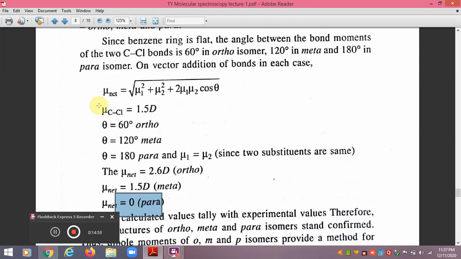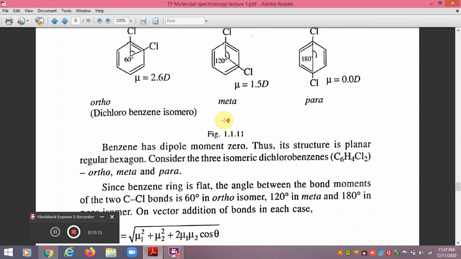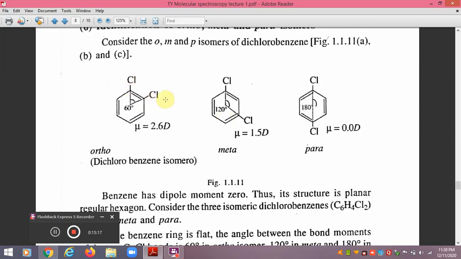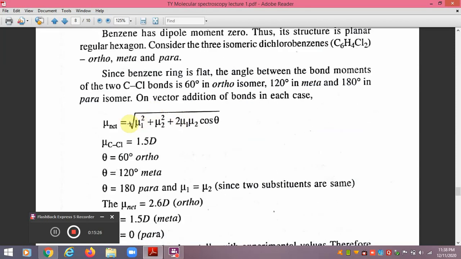Because the net dipole moment of this isomer is calculated with the help of this formula: the square root of mu1 square plus mu2 square plus 2 mu1 mu2 cos theta. Here mu1 and mu2 are the bond moments of the two C-Cl bonds, and theta is the angle between the two substituents. You can see the angle is 60 degrees for the ortho isomer, 120 for the meta, and 180 for the para, and this is calculated with the help of this formula. It's very simple.